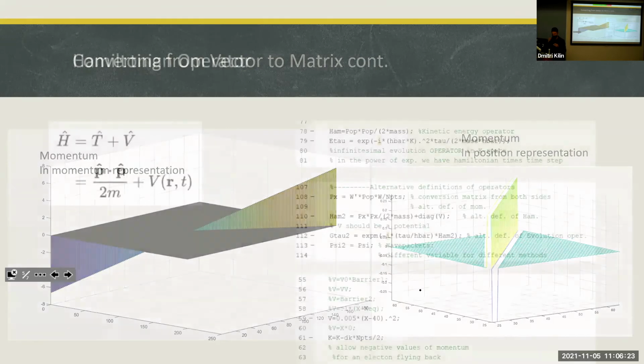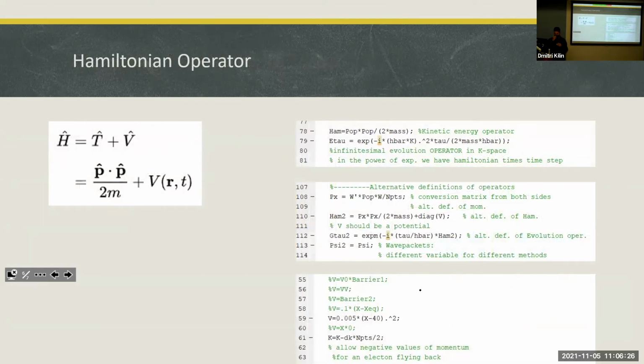The Hamiltonian operator is kinetic energy plus potential energy. In line 78, you have just the kinetic energy, and in line 110, you add the potential energy to that. Then in line 59, you define what the potential energy is. Also in line 108, right above that, is the Fourier transform to convert the operator to position space and take it out of momentum space.